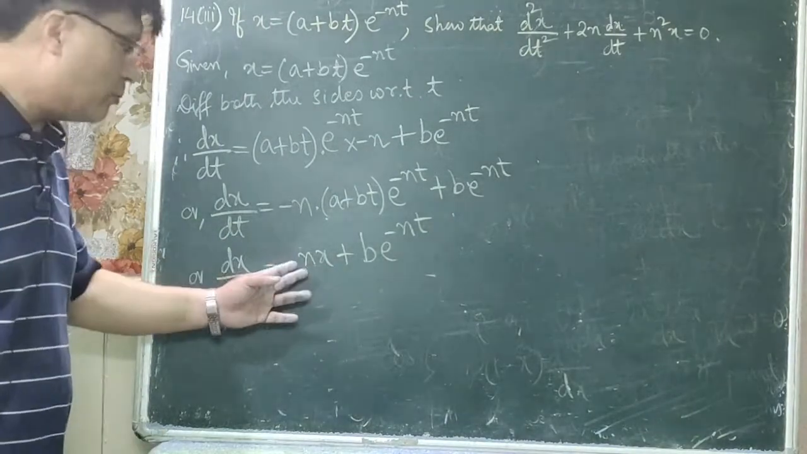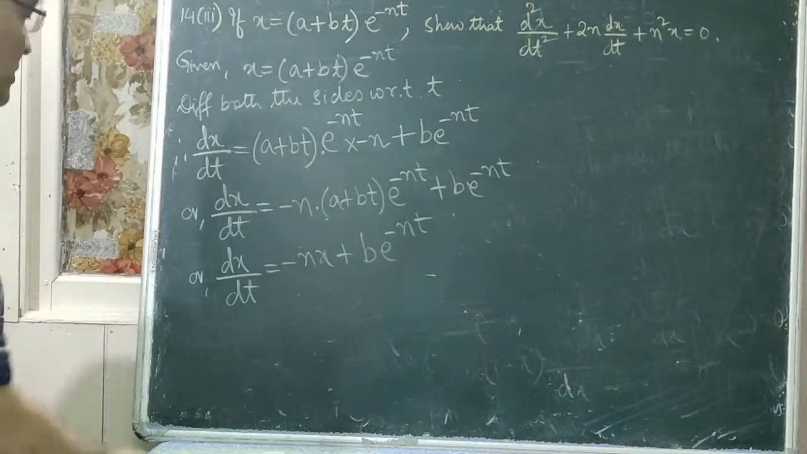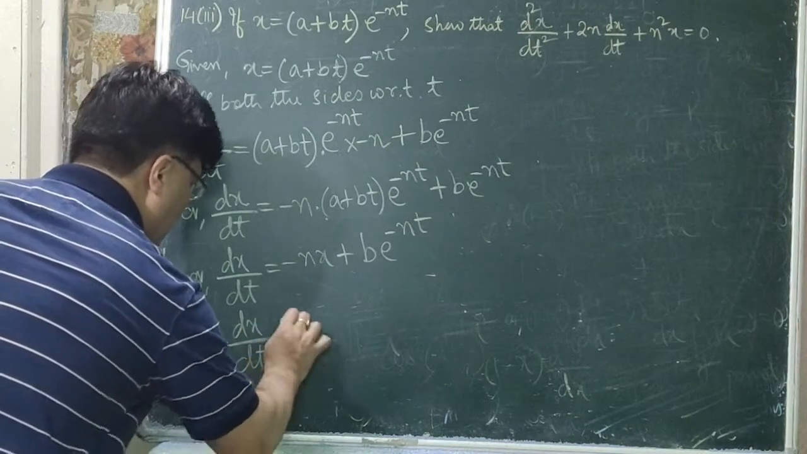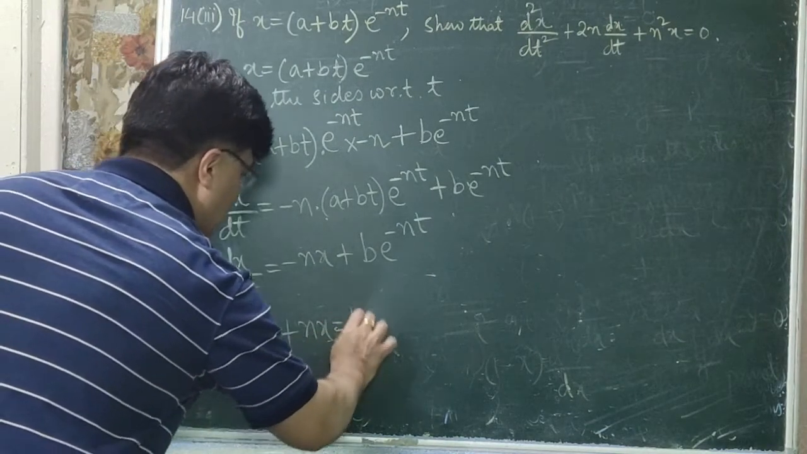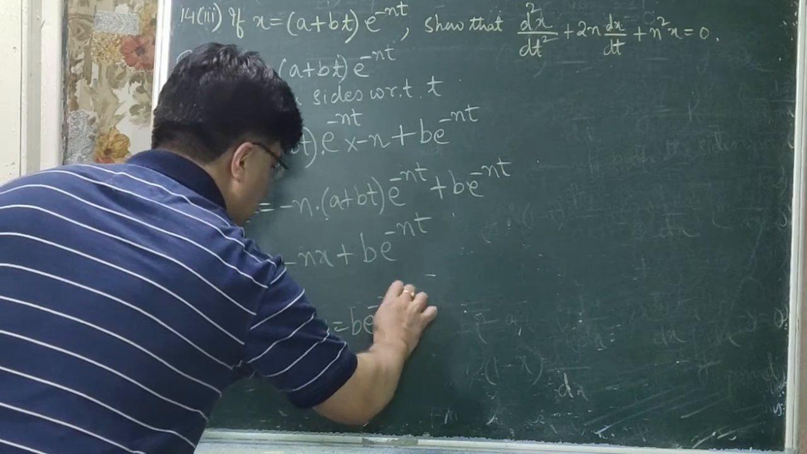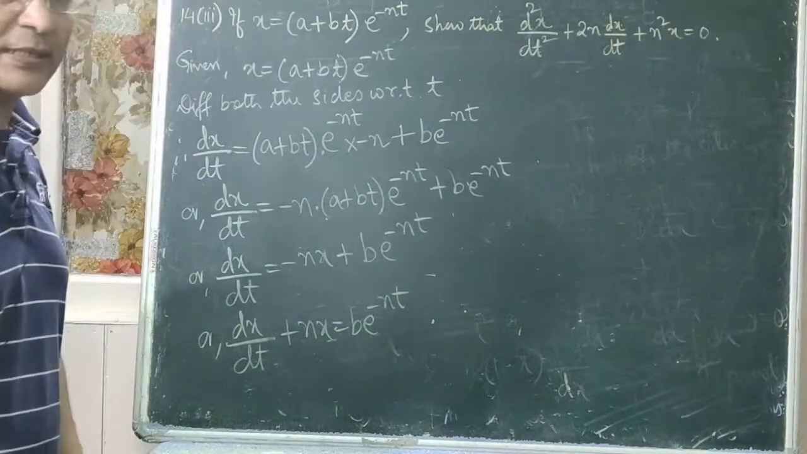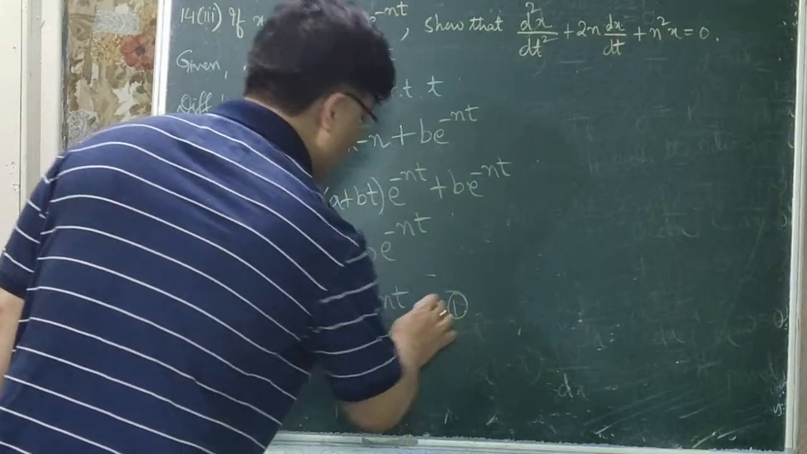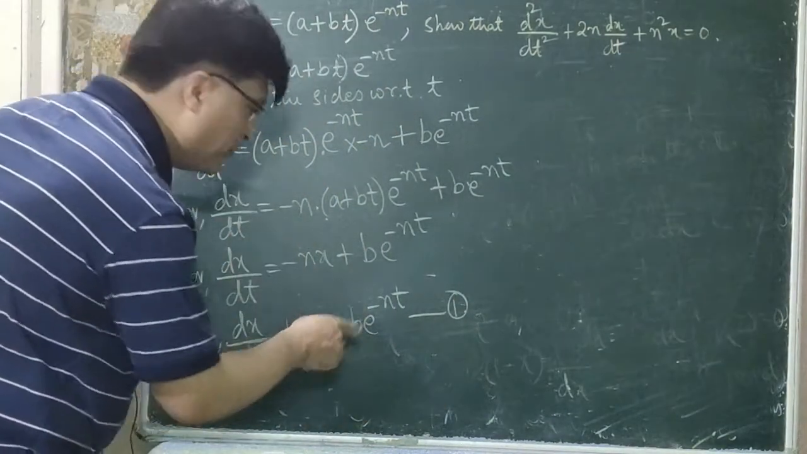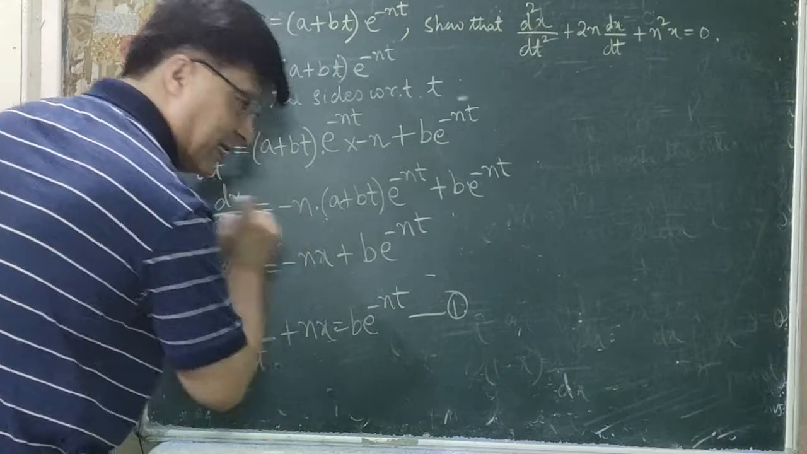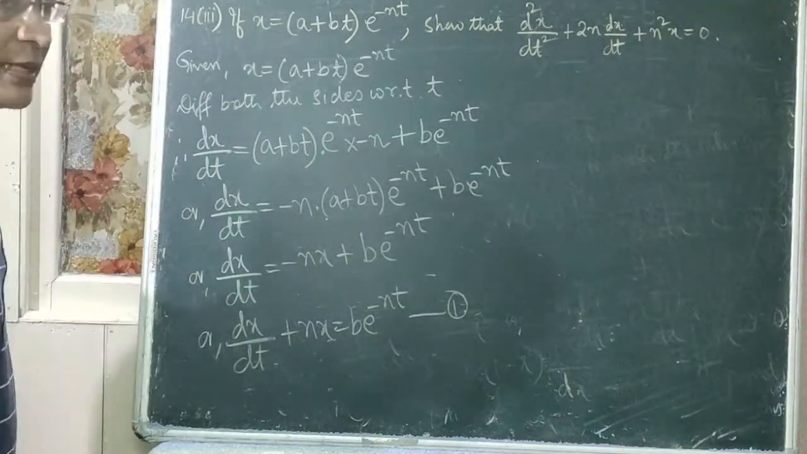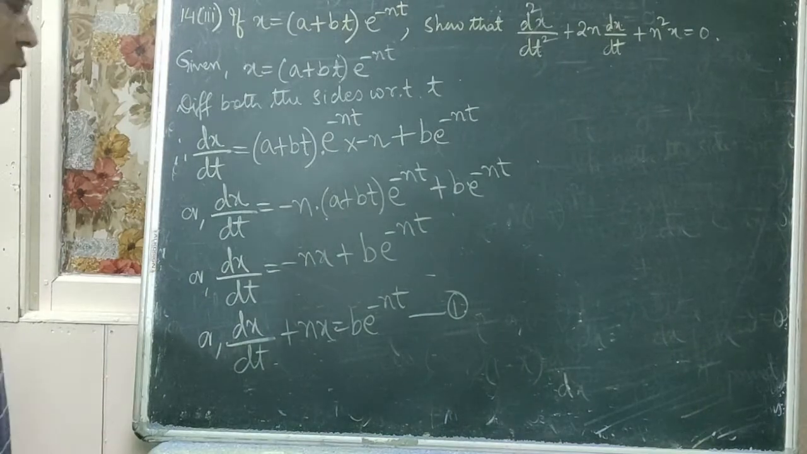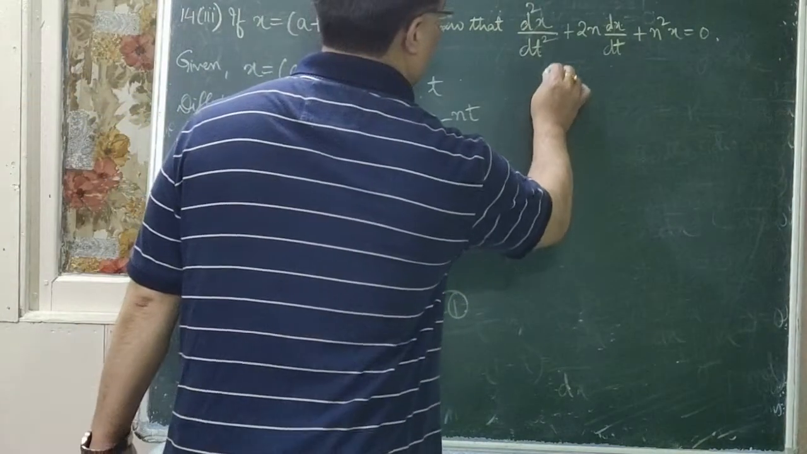Okay, now minus nx, take it to the left hand side. So it is dx by dt plus nx is equal to b e to the power minus nt. Is that clear to all of you? So let us mark it as 1, because we may use the value of b e to the power minus nt. That's why it is marked as number 1. Okay, now again differentiate both the sides with respect to t.